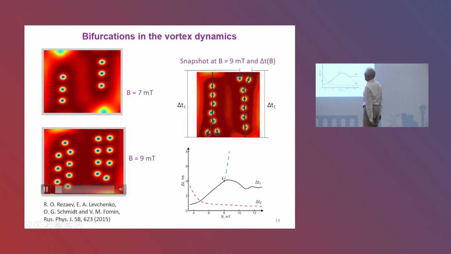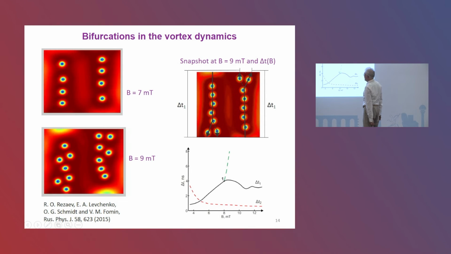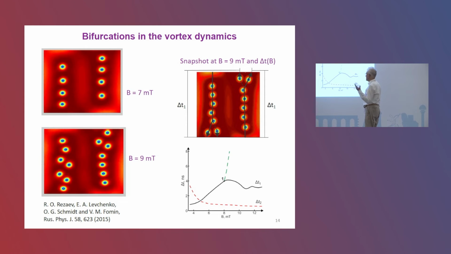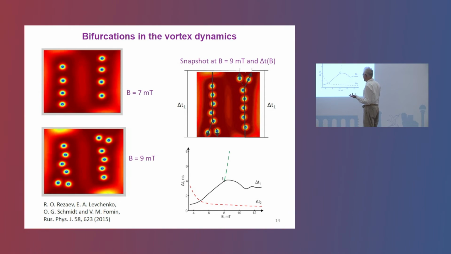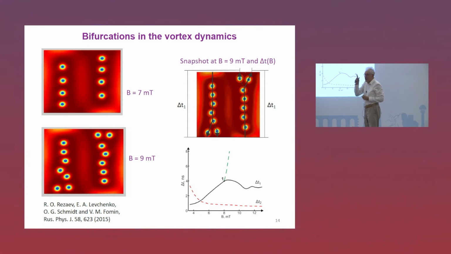Its magnetic field is not yet sufficient to embed two chains. And what do the vortices do? They show a bifurcation. They start as a single chain, and then they move into different paths. And these two paths have different typical times, as shown here below.